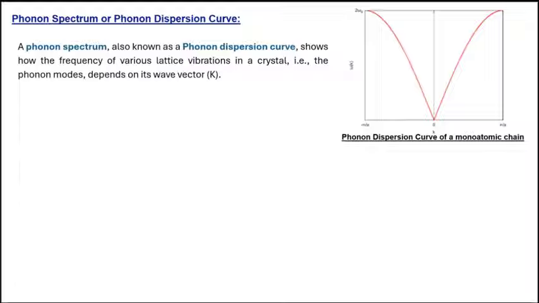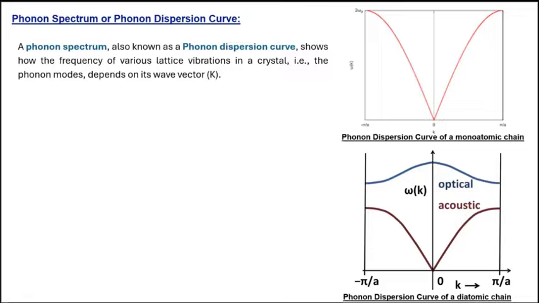Then we gradually made the system a bit complex and we replaced a monoatomic chain with a diatomic chain, as a result of which the dispersion curve looks like this. Now, even for longitudinal vibrations, this dispersion curve has two branches. One is called optical branch, the other one is called acoustical branch.